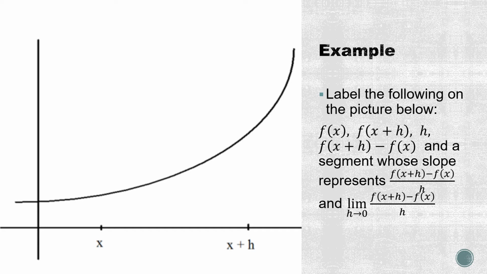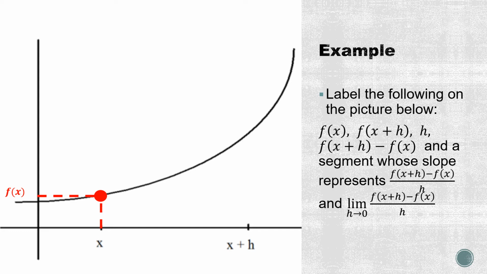So the example says label the following on the picture. Now, if we label the picture accurately, we should have a pretty good understanding of why the formula is what it is. The first thing they say to label is f of x. To label f of x, I identify where x is, put a little dot there, and go across to the y-axis. Wherever it crosses the y-axis, that's my f of x.